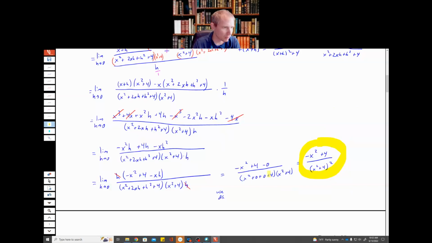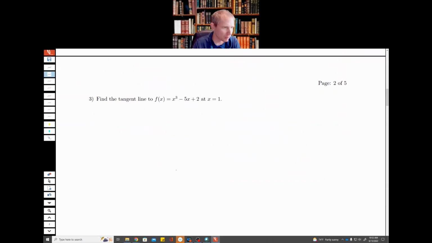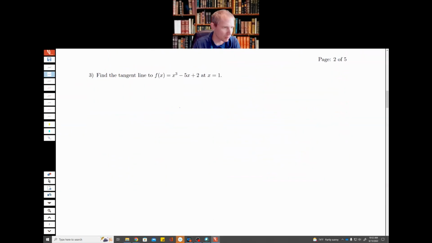All right, another question off the review that you want to take a look at? Number 3. Find the tangent line to this function at x equals 1. So to find a tangent line, the equation of a line, I need 2 pieces of information. I need a slope and I need a point.